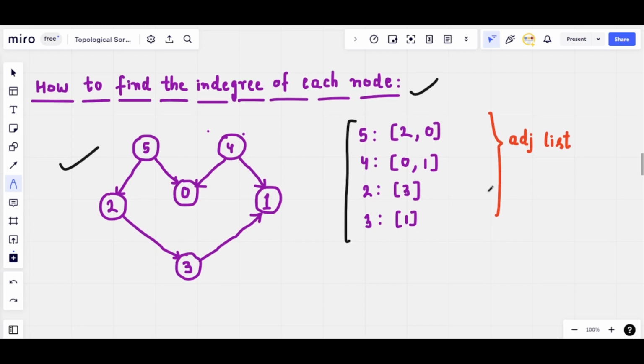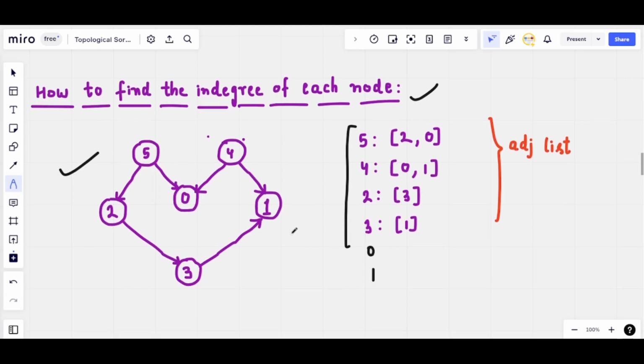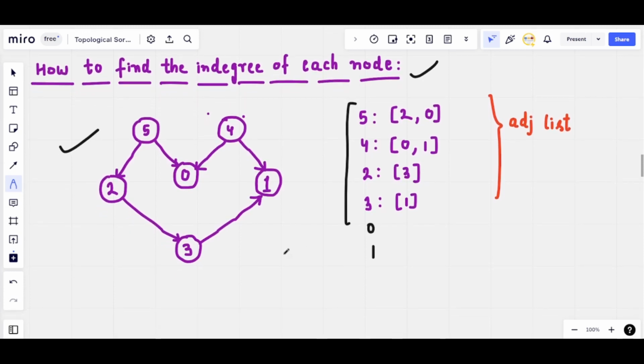So how can we find the in degree for every node? We start traversing every node from node number 0 till node number n minus 1. Here n minus 1 would be 5 because we have 6 nodes. We can see that nodes 0 and 1 have out degree 0. Let's process the in degree array. We start from node number 0 and traverse the adjacency list corresponding to that node. We can see that we have an empty array for node number 0.